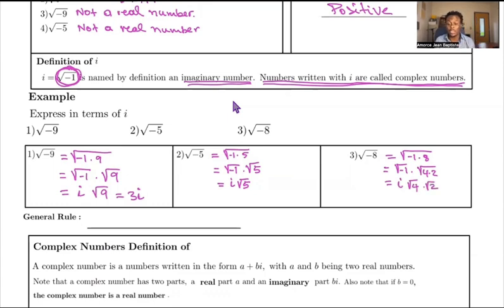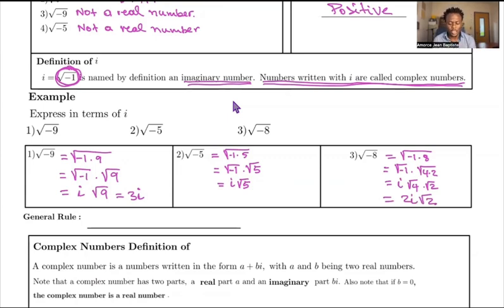The reason I write 8 as 4 times 2 is because the square root of 4 is known, so I would rather write it in simplified format. The square root of 2 is not a perfect square, and we don't want the decimals, so we're just going to keep the square root of 2. But the square root of 4 is 2, so that's 2i square root of 2 for the square root of -8.